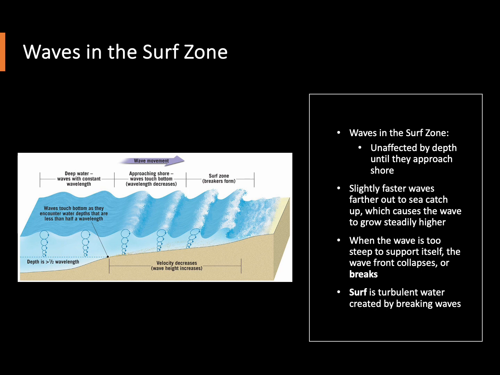This is what creates the surf, that really turbulent water that's kind of white and foamy right along the beach. If we go into our deeper oceans, it would be a really boring area to try to surf. We need the waves to get tall enough that they break so that we can have surf conditions near the shore in that surf zone.